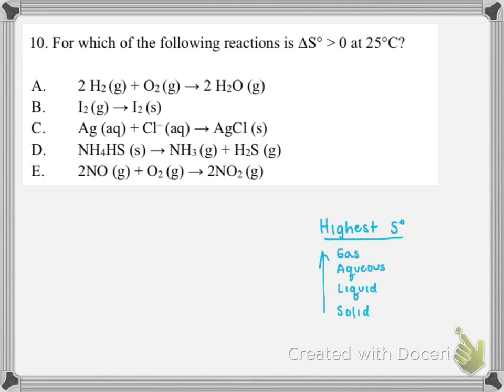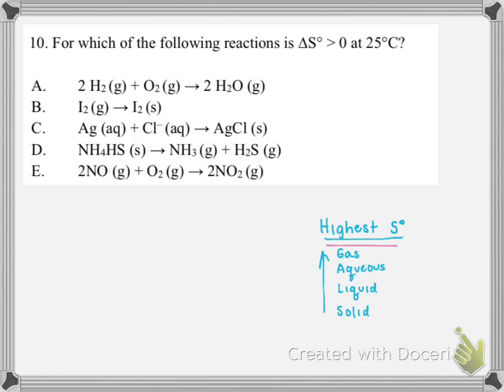So for number 10, we're trying to figure out when delta S for the reaction is positive. And we have all of these reactions. What we're going to do is compare the phases in the reactants to the phases in the products. To do that, we're going to remember that the gas phase has the highest entropy, where the solid phase has the lowest entropy. We can just see if it goes from being a less entropic phase to a more entropic phase.